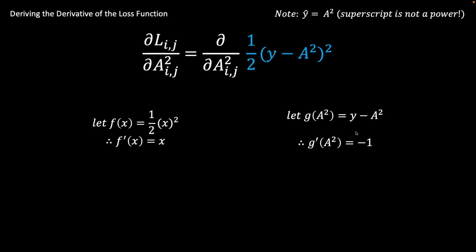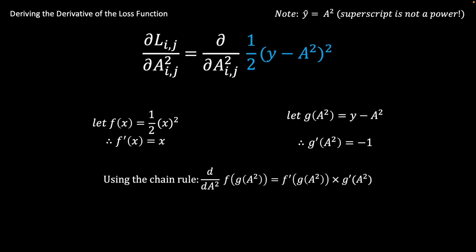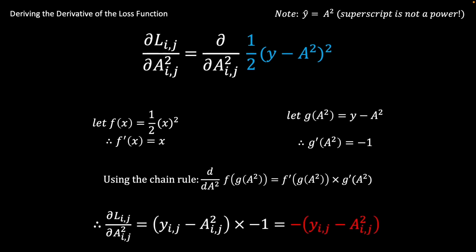This is because when differentiating g, we can think of y as being a constant and the coefficient of a2 being -1. So differentiating this, we get that the derivative of g with respect to a2 is simply -1. Using the chain rule, we know that the derivative of f of g of a2, or the mean squared error function, is simply equal to f prime of g of a2 times g prime of a2. Therefore, the derivative of the mean squared error function is simply negative (y minus a2).